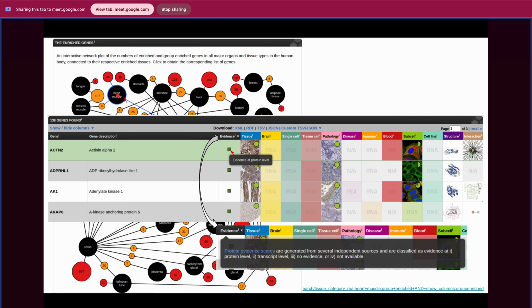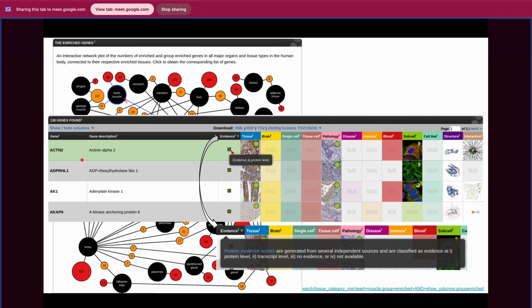So if we click on this heart, it will take us to another window in which all the gene information will be given. If you are interested in the heart muscles, it will tell you about all the genes which are expressed. This is just a screenshot, but if you click on it, another window will appear in which all the genes present in the heart muscles will be shown to you. There are a total of 138 genes which were found.